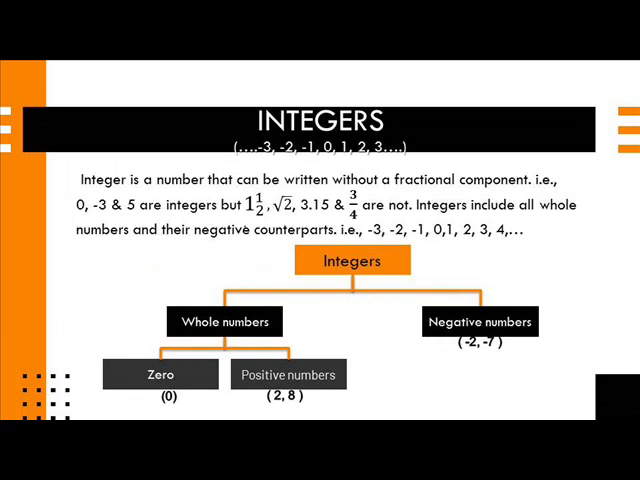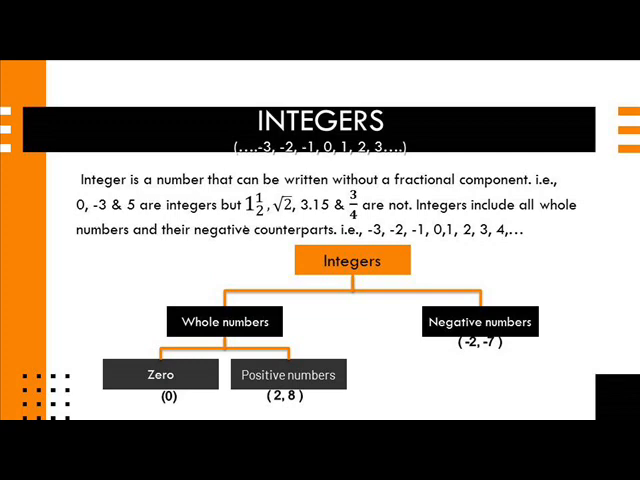Finally, let us discuss integers. Well, an integer is a number that can be written without a fractional component. That is, 0, minus 3 and 5 are integers, or in other words, you can say that all the negative numbers, 0, and all the positive numbers are included in integers. But decimals and fractions are not included in integers.